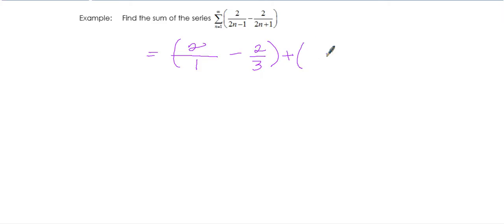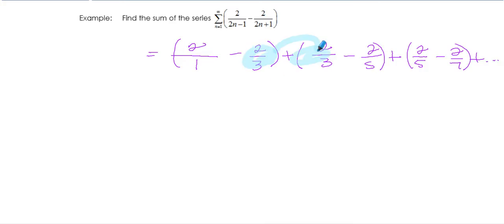Then we plug in 2. So now we get 2 over 2 times 2 minus 1, minus 2 over 2 times 2 plus 1. Plus, then we have 2 over 2 times 3 minus 1, minus 2 over 2 times 3 plus 1. So we can see that this is telescoping. We'll just double check here. This cancels out with this, and this cancels out with this. So that's what makes it telescoping.